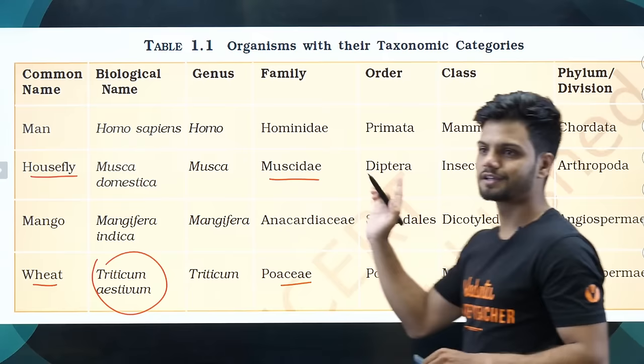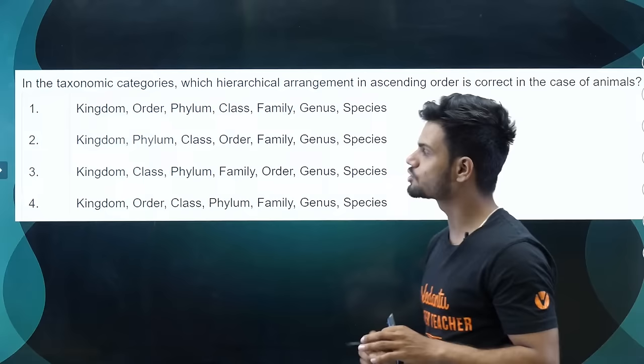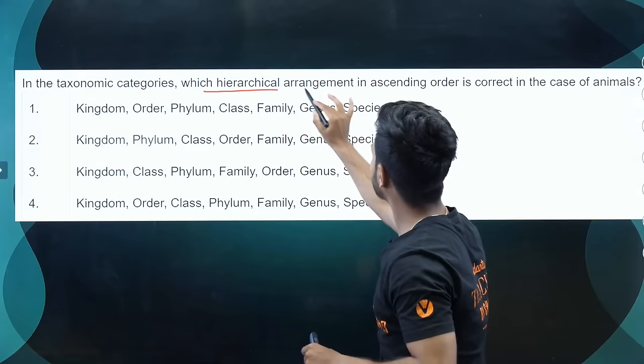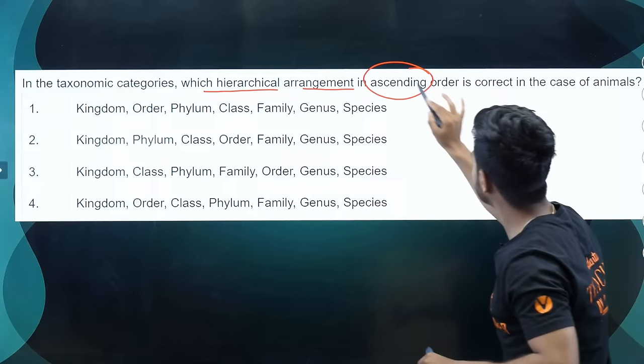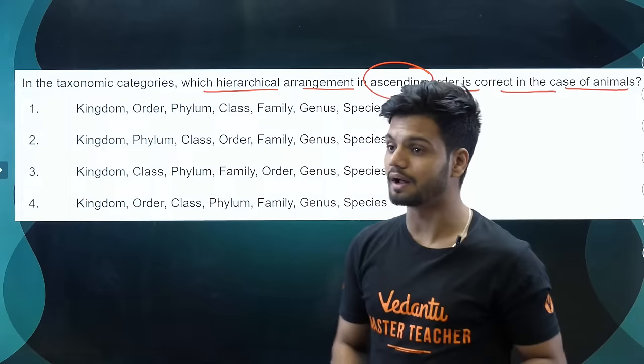So, students, this particular table is very important from your first chapter. Apart from this chart, the next important point is your taxonomic category. In the taxonomic category, which hierarchical arrangement is ascending? Ascending order, correct, in the case of animals. Everyone read it. It is ascending order.